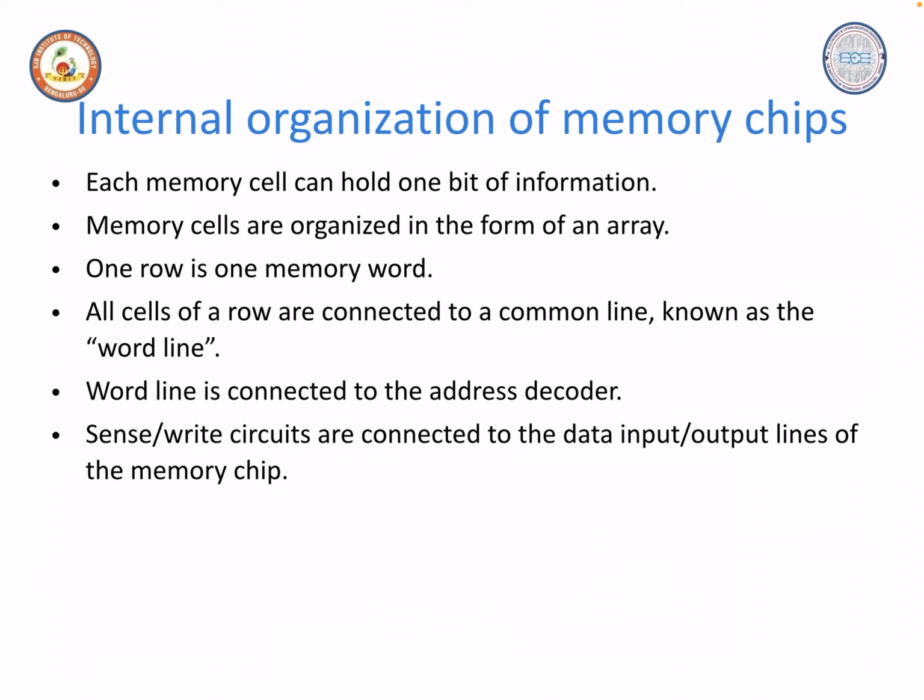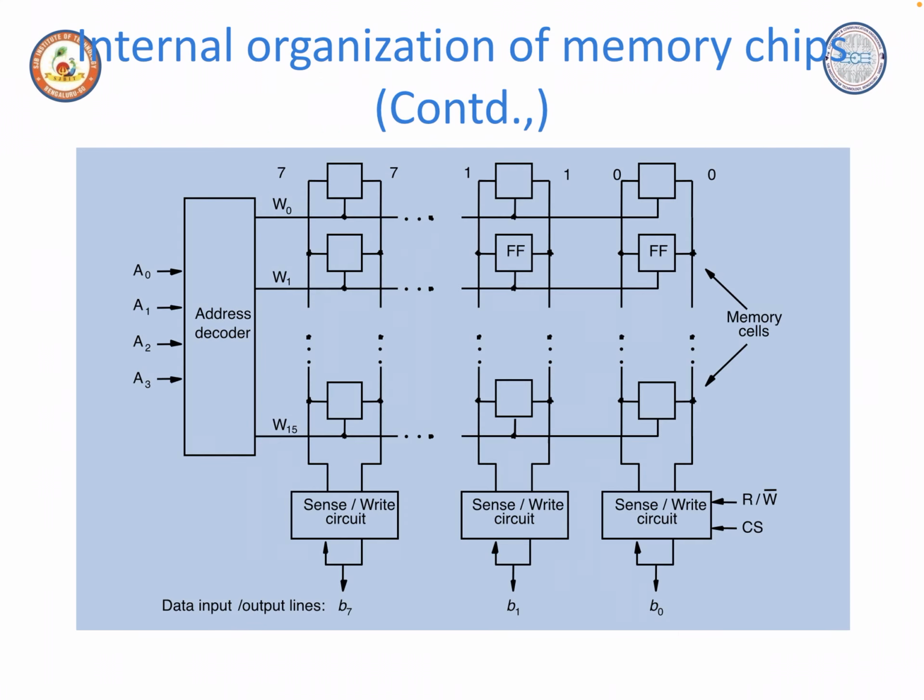All the cells of a row which are connected to a common line, we call a word line. Again, the word line is connected to the address decoder. I need to know in which address location the data has to be read or written. We also have sense or write circuits which are connected to the data input or output lines of the memory chip. So this is the internal organization of the memory chip.